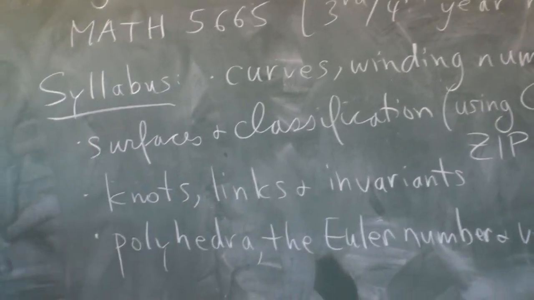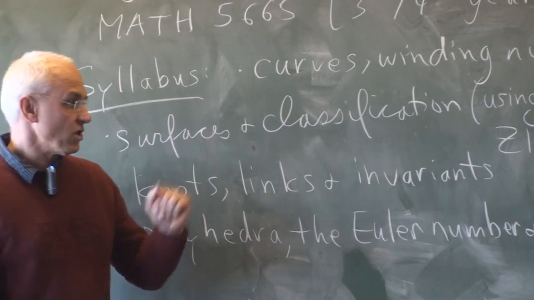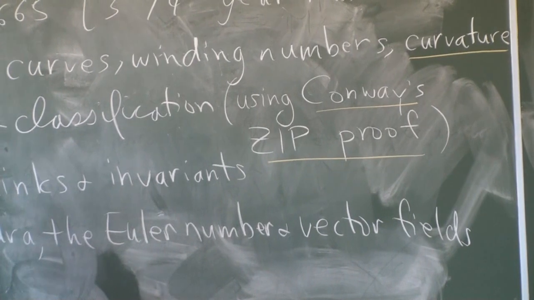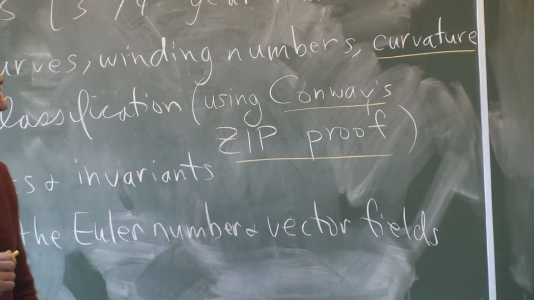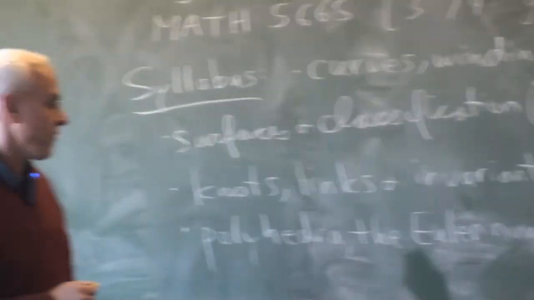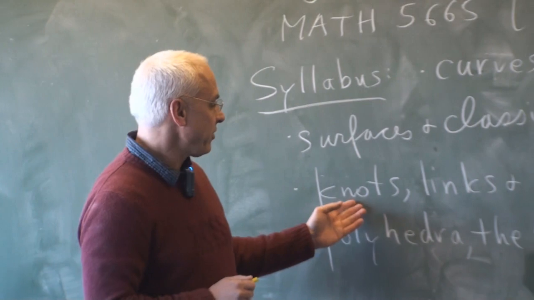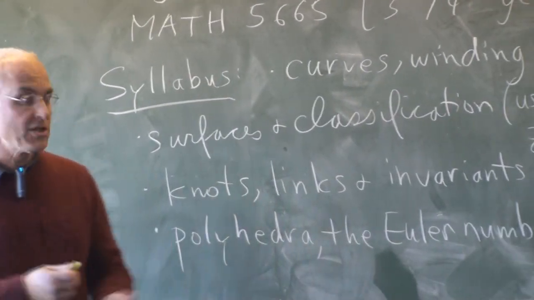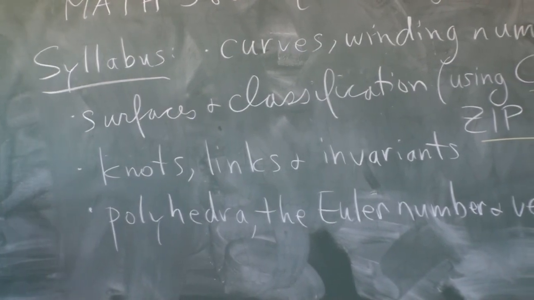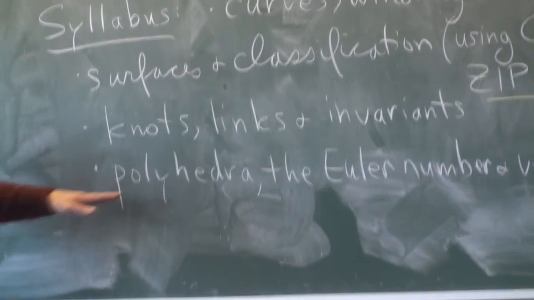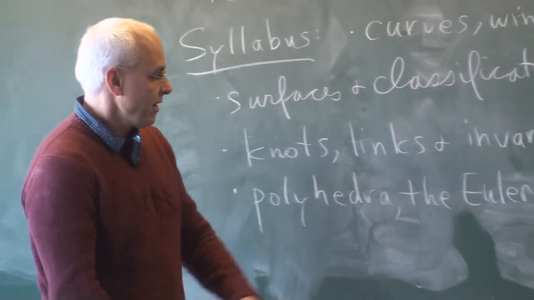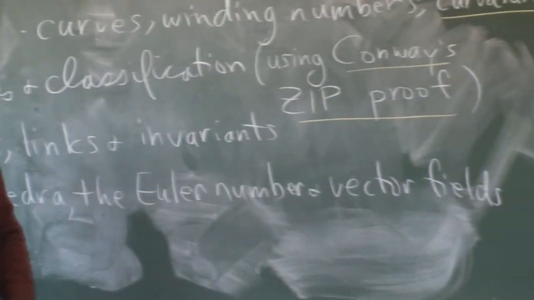So that's going to be one of the novelties of this course. Another novelty is when we get to a very standard aspect, the classification of surfaces, we're going to use John Conway's zip proof, which I don't think is found in any of the texts on the subject, or maybe some recent texts have it, but it's a very pleasant and insightful proof. We'll talk a little bit about knots and links and invariants of those. There are many invariants, but we'll just treat some simple ones. Then we're going to go back to a subject which is much earlier historically, the polyhedra, the Euler number, and vector fields.